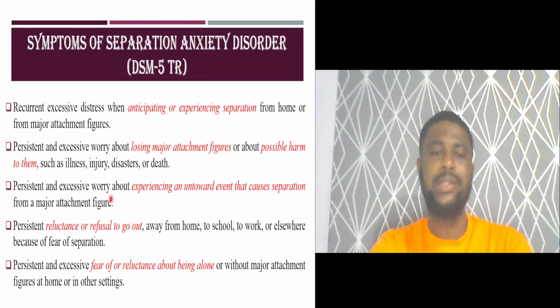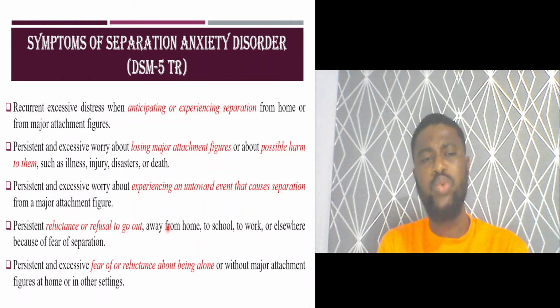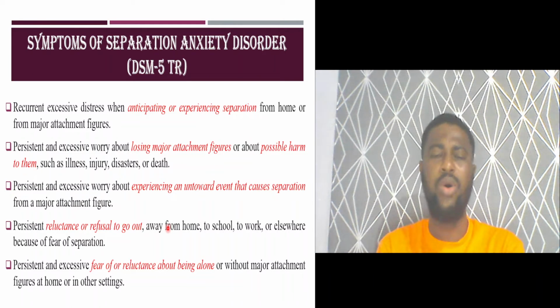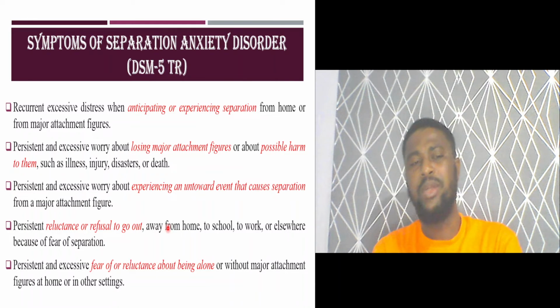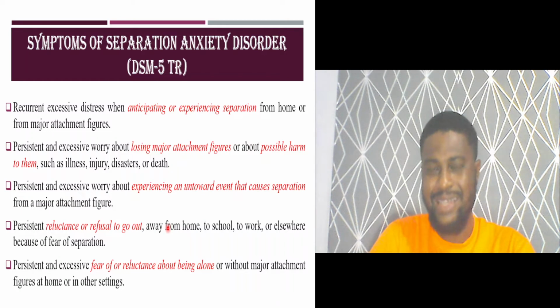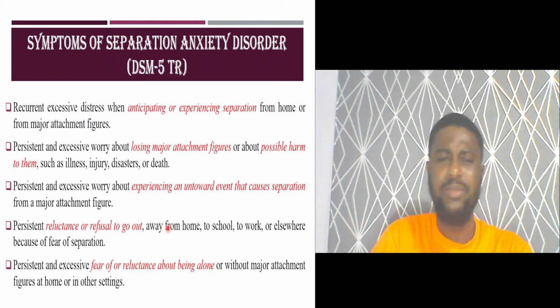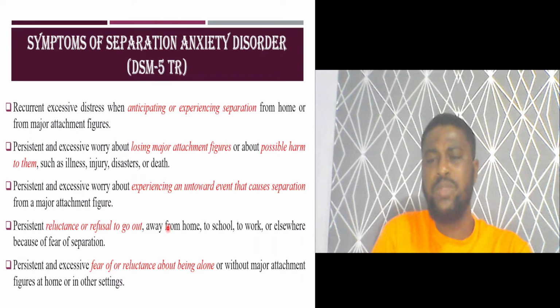Number three, there's persistent and excessive worry about experiencing an untoward event that causes separation from an attachment figure. So number two is in relation to the attachment figure being harmed or going and never coming back. And number three is about the individual himself or herself. So there's this persistent and excessive fear that something bad will happen to me. I'll fall ill, I'll die, I'll have an accident, I'll be injured, whatever it is, something ill will happen to me, and that will cause me to be separated from my attachment figure.